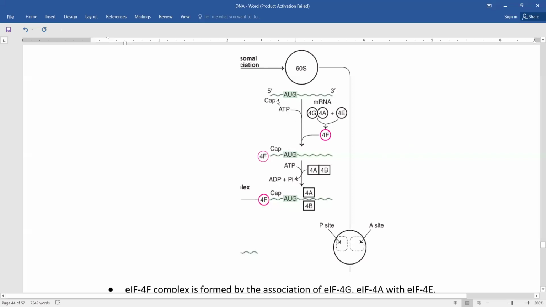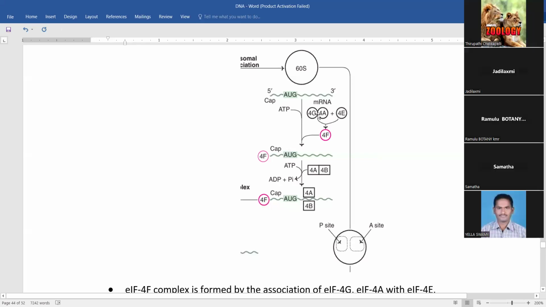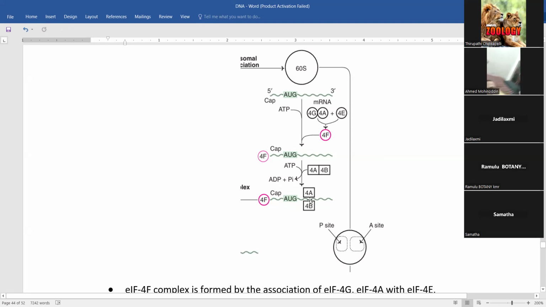ఇందాక నేను మీకు explanation. This is mRNA to which, with the help of ATP, the 4F is formed. How is the 4F formed? 4G plus 4A plus 4E. All these three combine to form 4F. This 4F will bind to the 5 prime cap area. And then by using another ATP, 4A plus 4B bind to this mRNA. Now this mRNA is said to be activated mRNA.